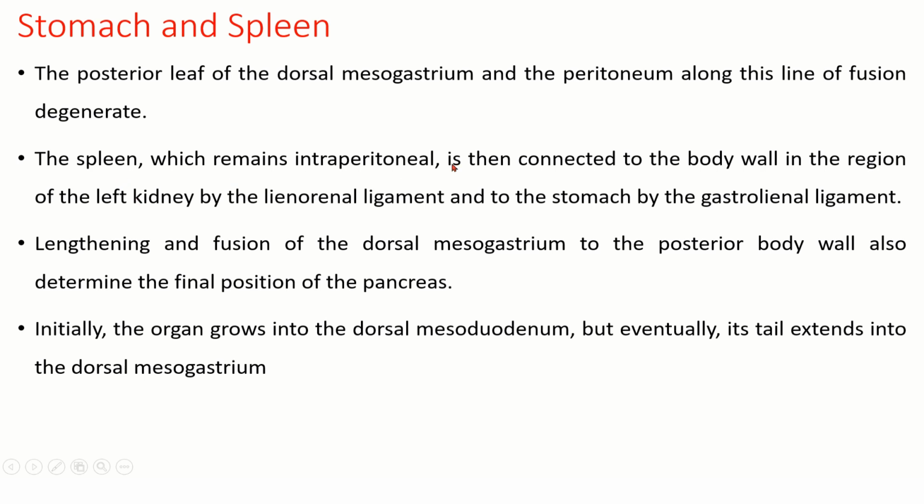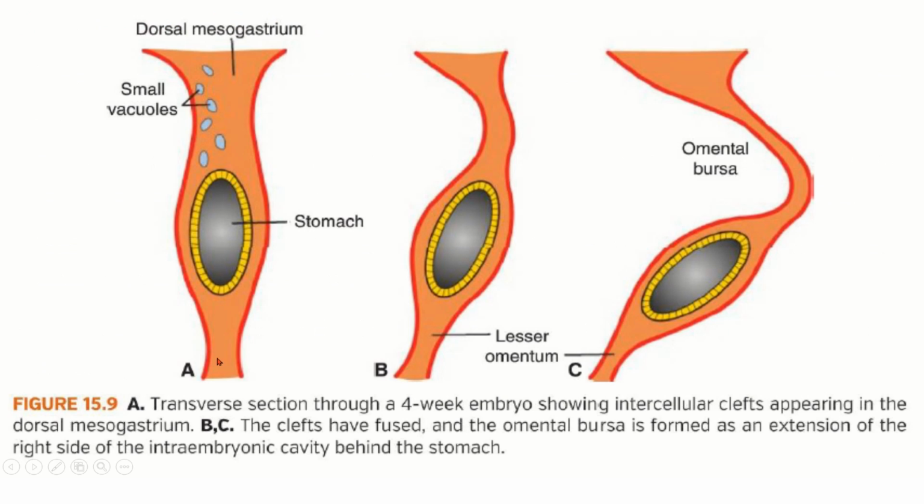The spleen, which remains intraperitoneal, is then connected to the body wall in the region of the left kidney by a ligament called the lienorenal ligament, and to the stomach by the gastrosplenic ligament. The lengthening and fusion of the dorsal mesogastrium to the posterior body wall also determines the final position of the pancreas. Initially the organ grows into the dorsal mesoduodenum, but eventually its tail extends into the dorsal mesogastrium. So this tail will lie close to the hilum of the spleen.